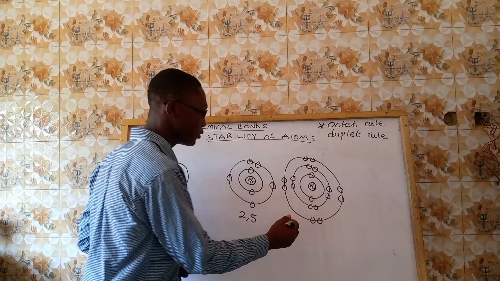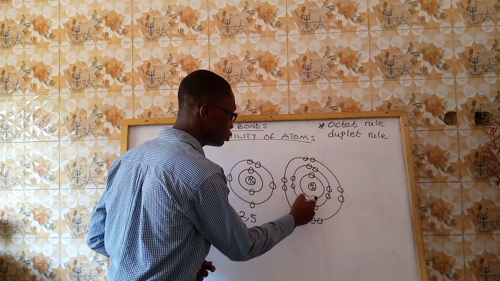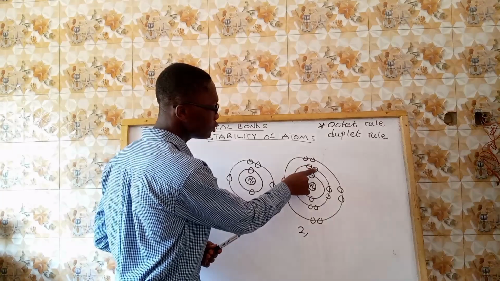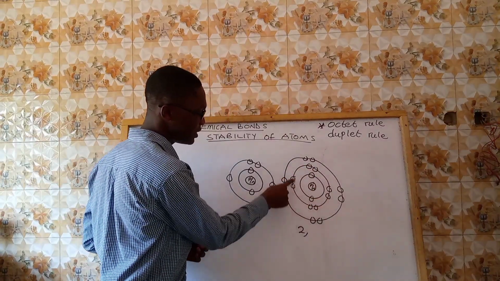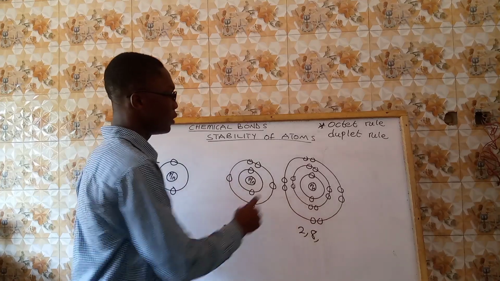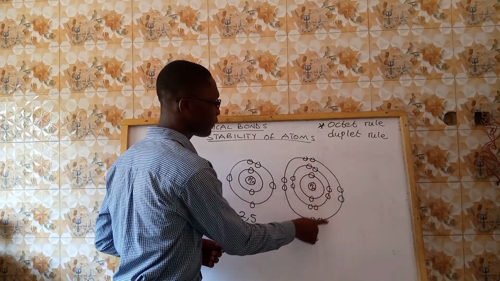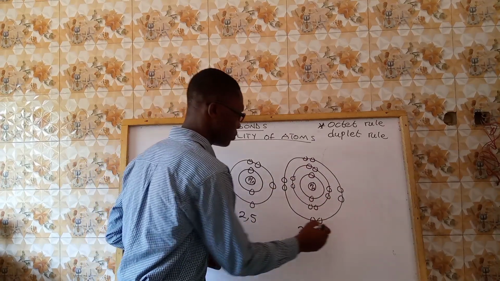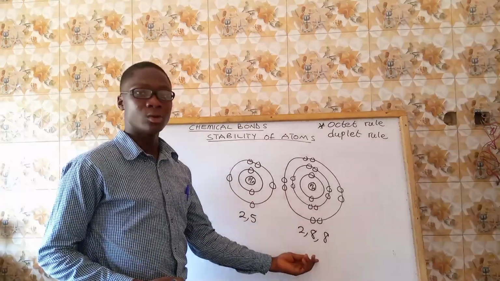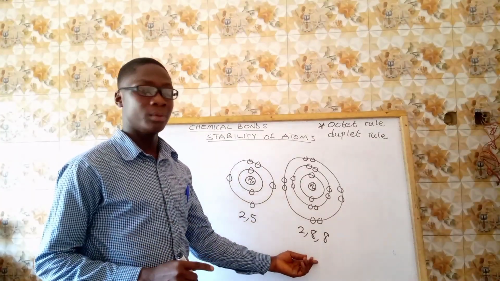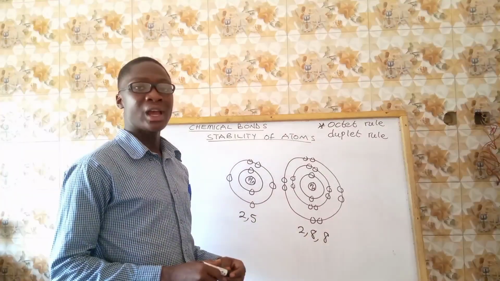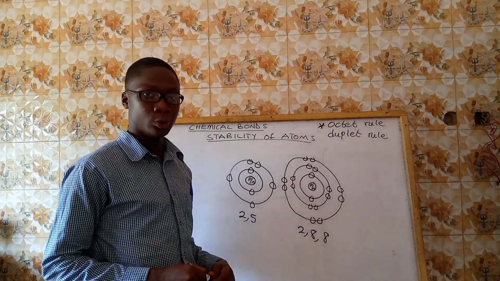Let's write the configuration. So we have 2 here for the first shell. Now second shell we have 1, 2, 3, 4, 5, 6, 7, 8. We have 8 electrons. In the last shell we have 1, 2, 3, 4, 5, 6, 7, 8. You have 8 electrons. So now is this atom stable? Right, it is stable because it has 8 electrons in the last shell and it follows the octet rule.